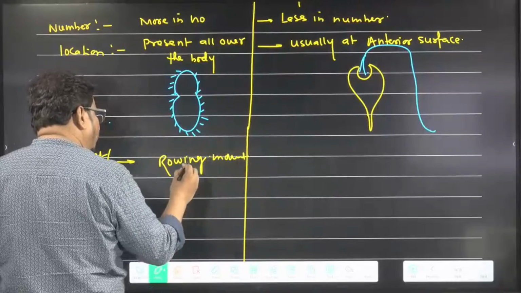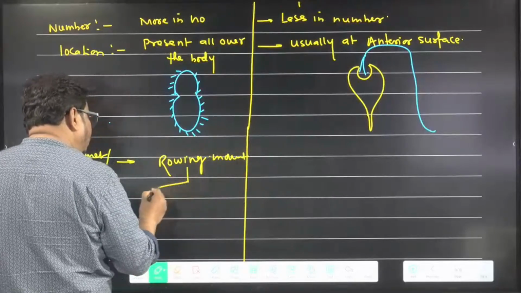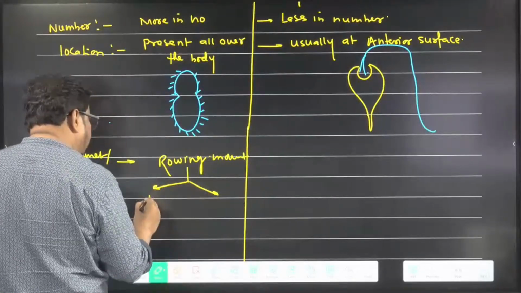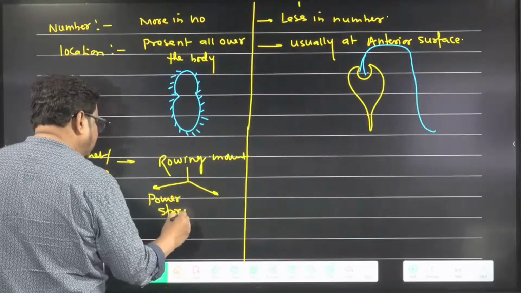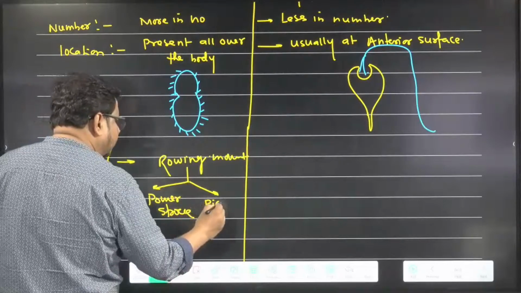Getting the things? So what is the rowing movement basically? Two types of things are there in rowing movement. One is called power stroke and another is called recovery stroke.